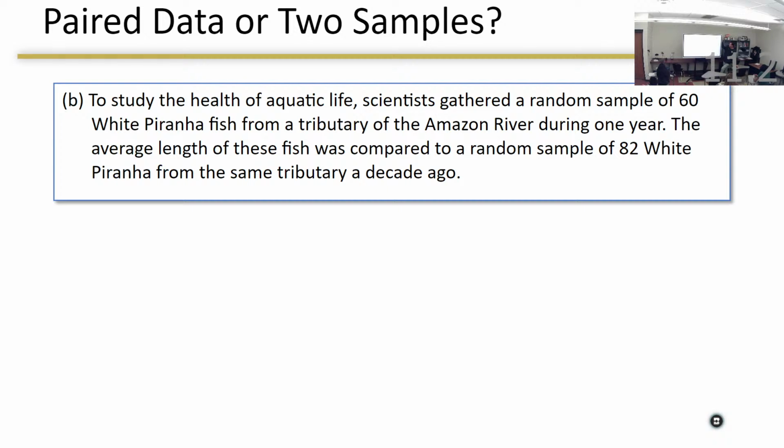To study the health of aquatic life, scientists gather a random sample of 60 white piranha fish during 1 year. The average length of these fish was compared to a random sample of 82 white piranha from the same tributary a decade ago. Do we have 2 independent random samples? Or are we getting 2 measurements from 1 thing? Are we doing a before and after? I think that's 2 independent random samples. In fact, this is a random sample of 60 and 82. I don't know how you compare 60 and 82. I think you have to compare x-bar 1 to x-bar 2.